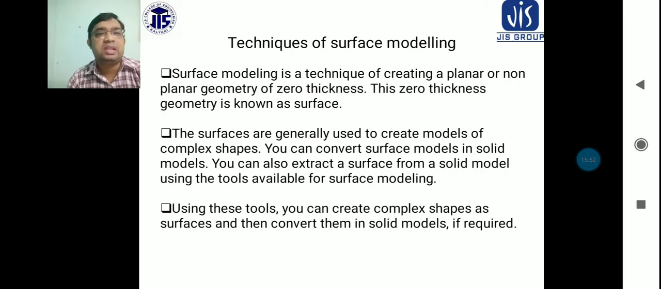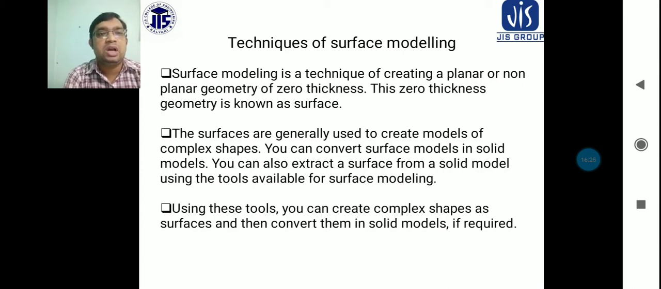Another thing is that surfaces are generally used to create models of complex shapes. You can convert a surface model into a solid model. Yes, you can convert your surface model to a solid model. You can also extract a surface from a solid model using the tools available for surface modeling.